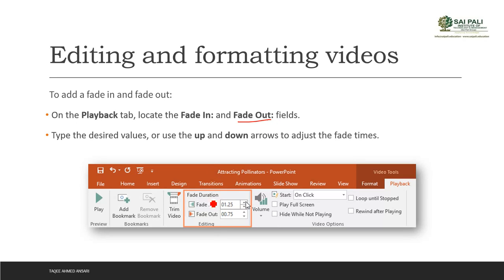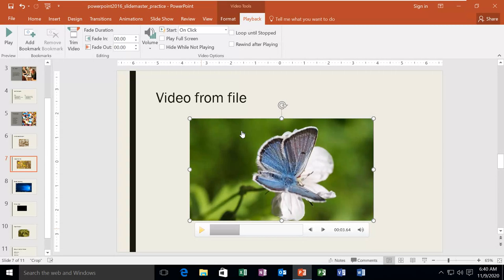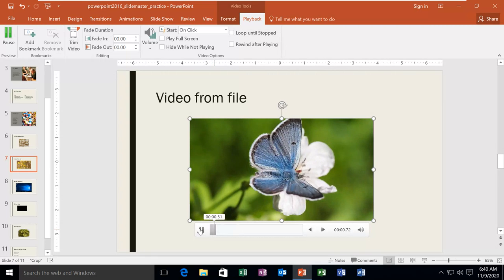For that, you can go to the editing group. In the playback tab, you have the fade in and fade out times here. You can increase the time in seconds, for fading in and fading out. So when you add that, it will look like it is fading in and fading out. So let's say I want to add it.